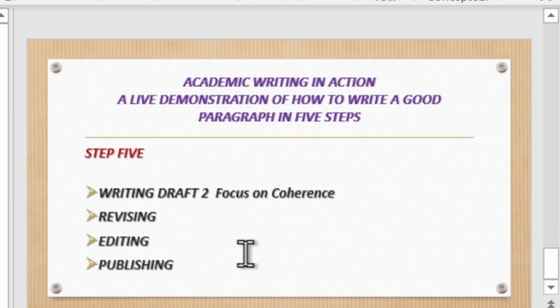And that is going to be the focus of the next presentation. I'll be working with you on the last step, step 5, where we will be drafting the paragraph for the second time and focusing mainly on coherence. You will see how that functions, and we will be revising and editing the paragraph just before publishing it.